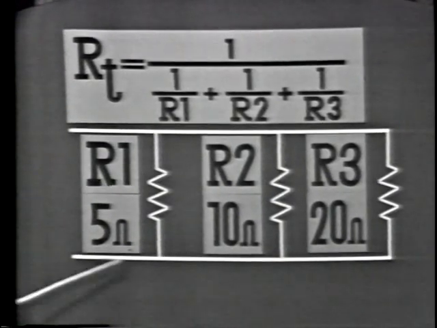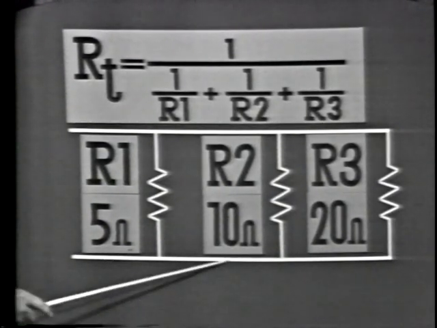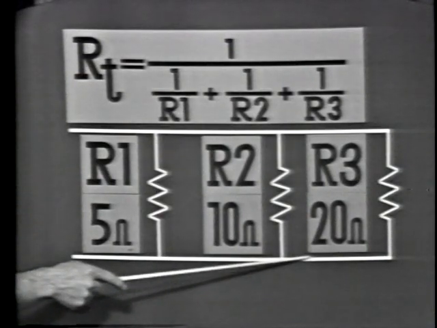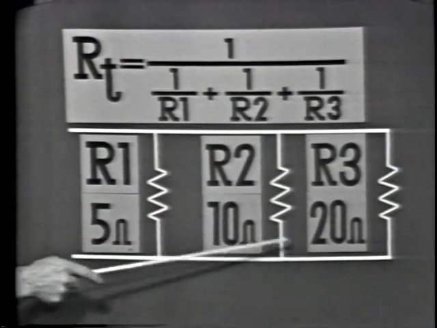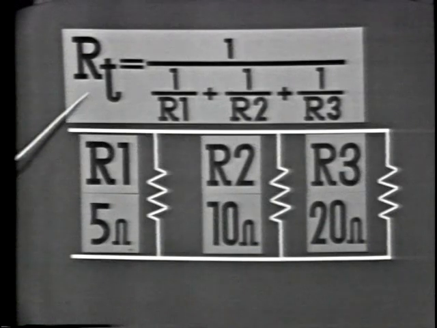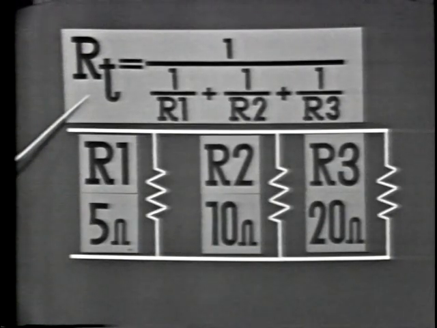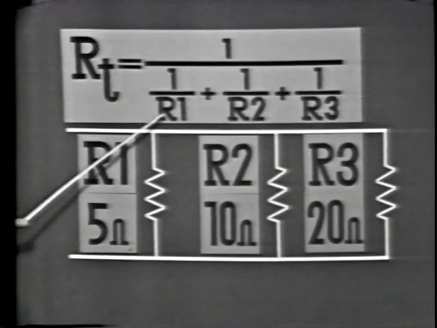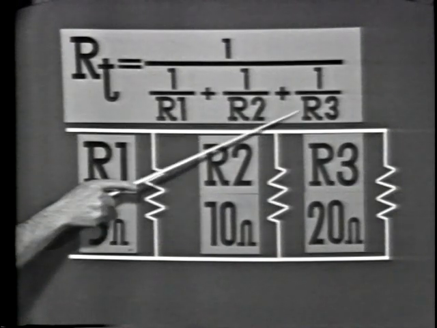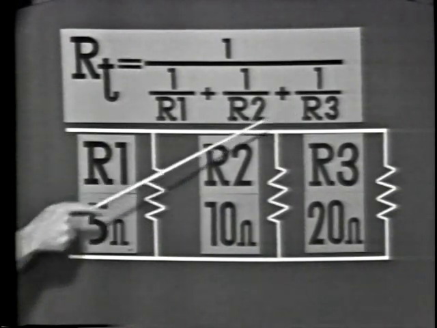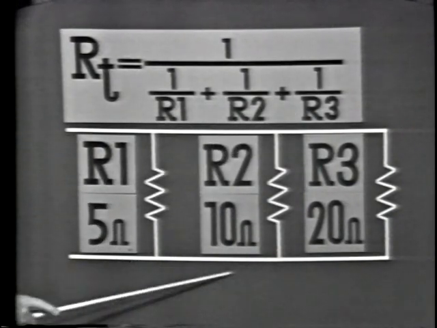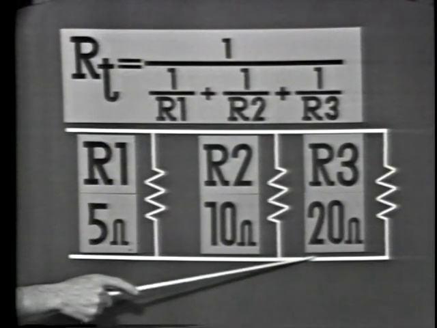In this case, we have 5 ohms, 10 ohms, and 20 ohms. They're all different values. And when you're working this type of problem, you use this formula, and before you begin, you must remember to get a common denominator here. In this case, since we have these values, the common denominator is 20.